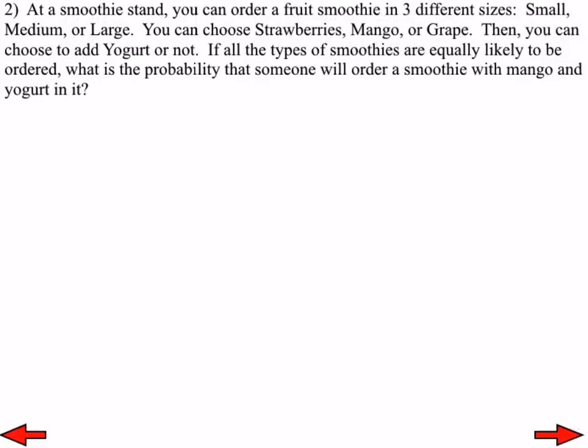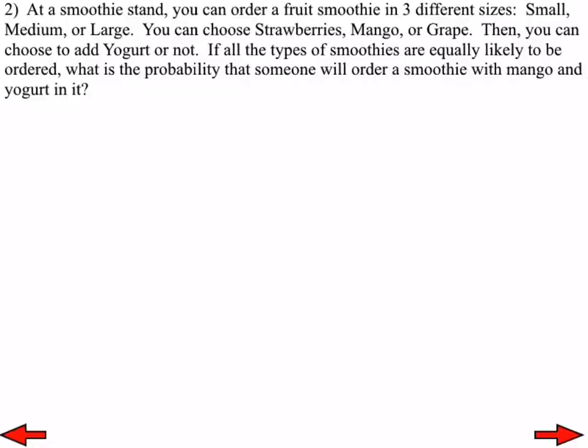At a smoothie stand, you can order a fruit smoothie in 3 different sizes, either small, medium, or large. You can choose strawberries, mango, or grape as far as flavor goes. And then you can add yogurt or not, depending on whether you want it or not. If all the types of smoothies are equally likely to be ordered, what is the probability that someone will order a smoothie with mango and yogurt in it?